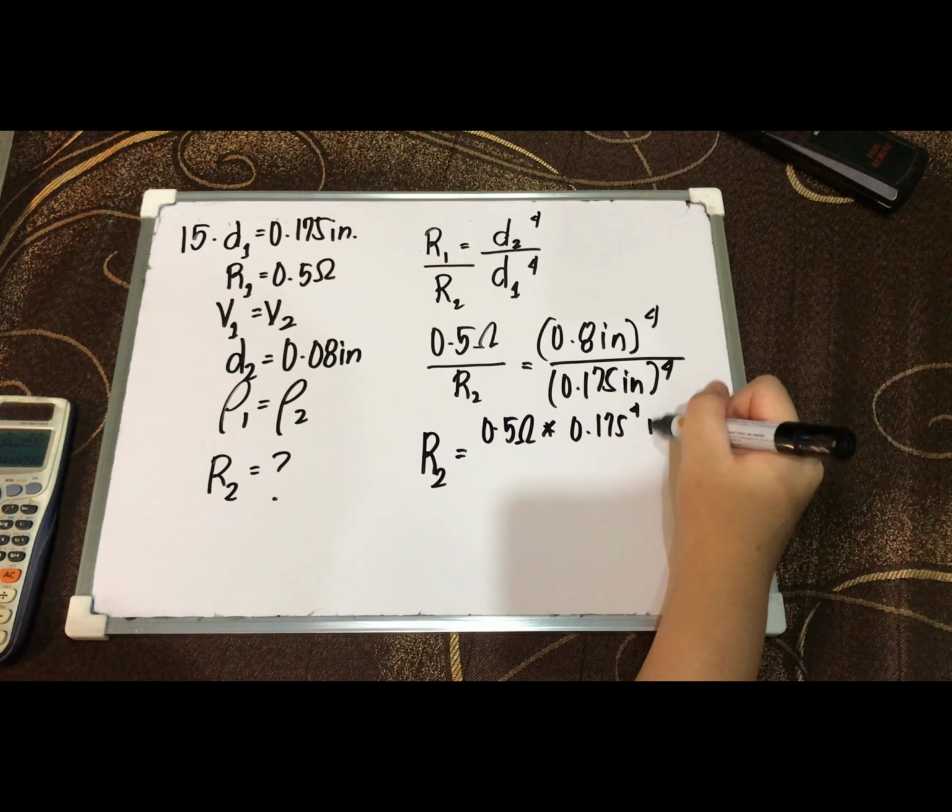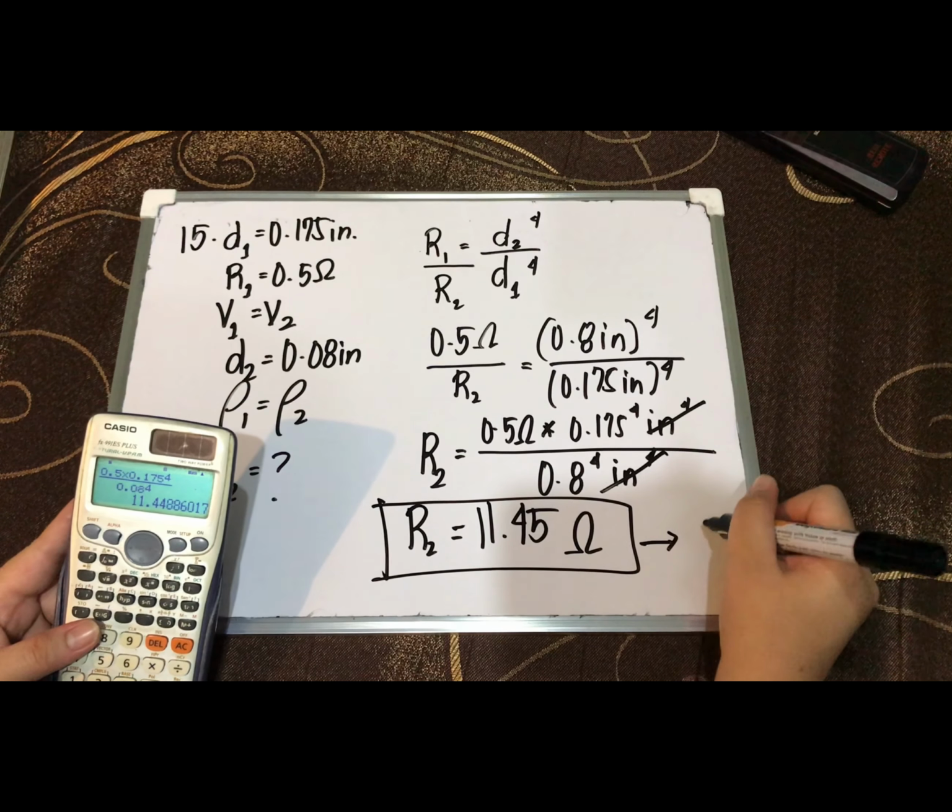Ang value ng R2 natin ay 0.5 times 0.175 raised to 4 over 0.08 raised to 4. Magiging value ng R2 natin ay 11.45 ohms. So, sa choices, yan ay letter A.